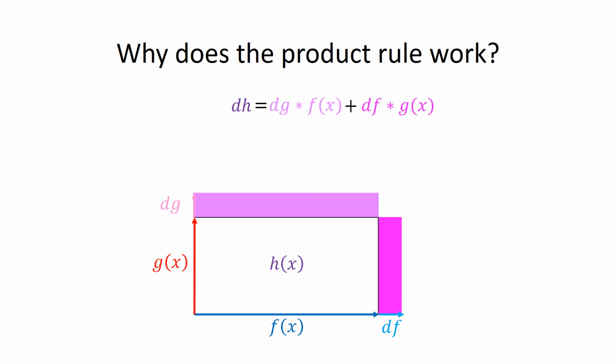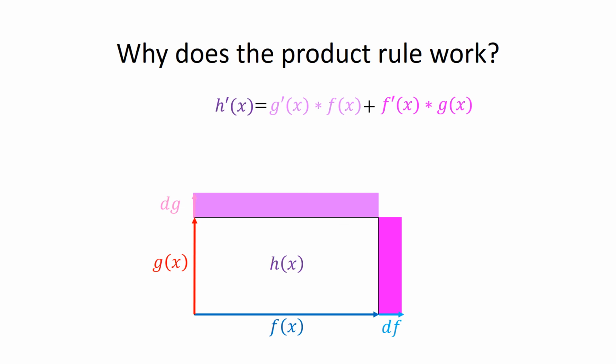And if we remember that the derivative of h is dh dx, then we can divide each side of the equation by dx, and then do some algebra, and a little more algebra, and then we have dh dx, dg dx, and df dx, which are each derivatives. So we can rewrite this as the derivative of h of x is equal to the derivative of g of x times f of x plus the derivative of f of x times g of x.